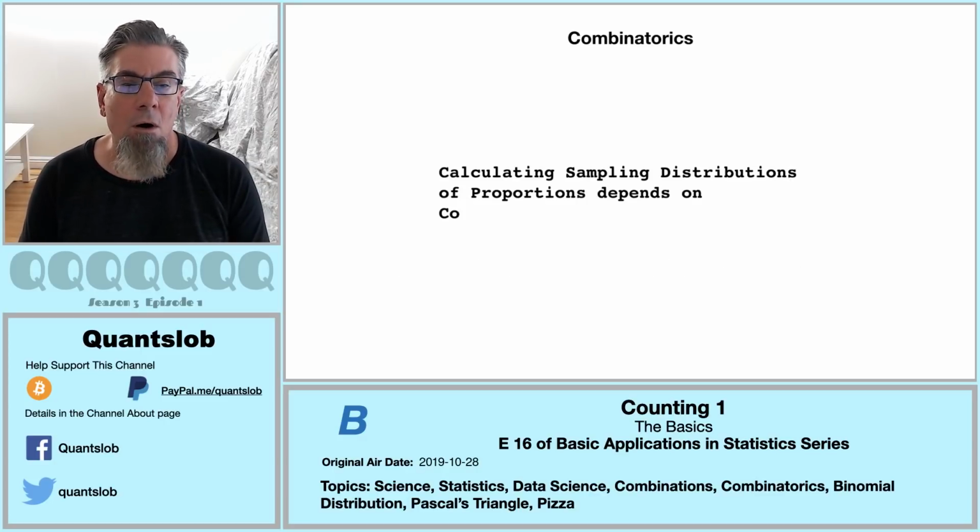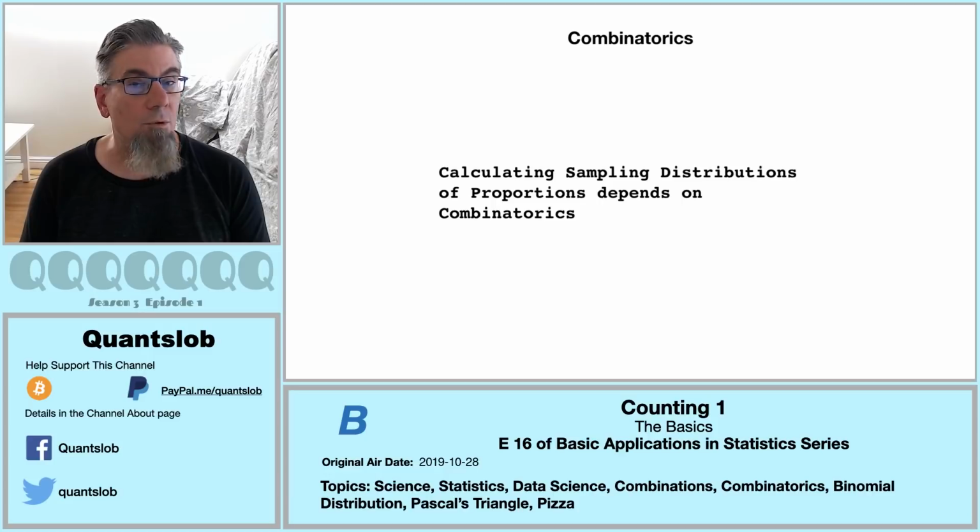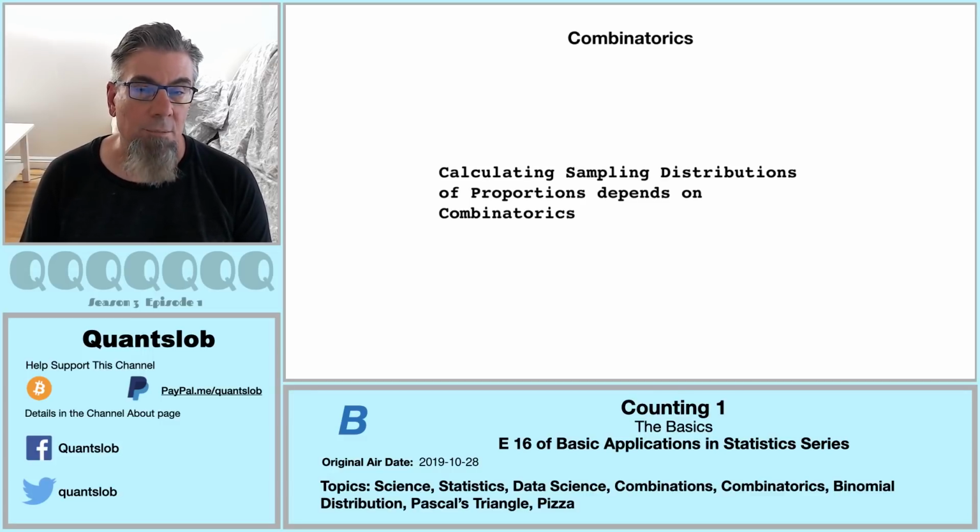Recall back in our probability sampling distributions mini-series, there we looked at a number of different sampling distributions for proportions. Then we did not really spend any time talking about how these sampling distributions were calculated, but it turns out that calculating these sampling distributions relies on combinatorics, and it is with this application in mind that we're going to focus our brief exploration here.